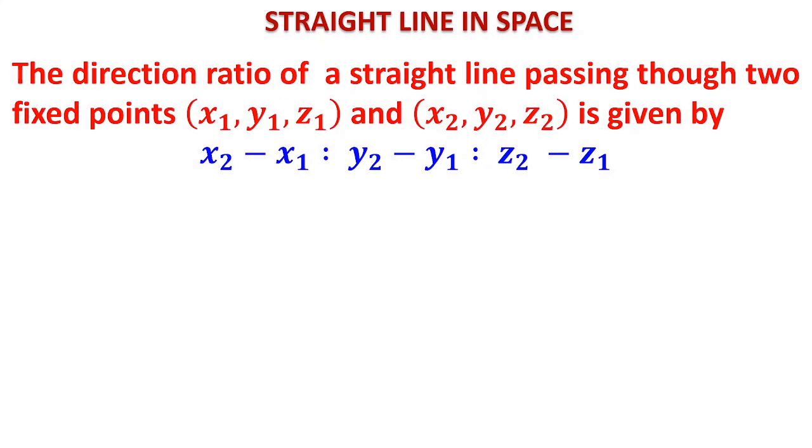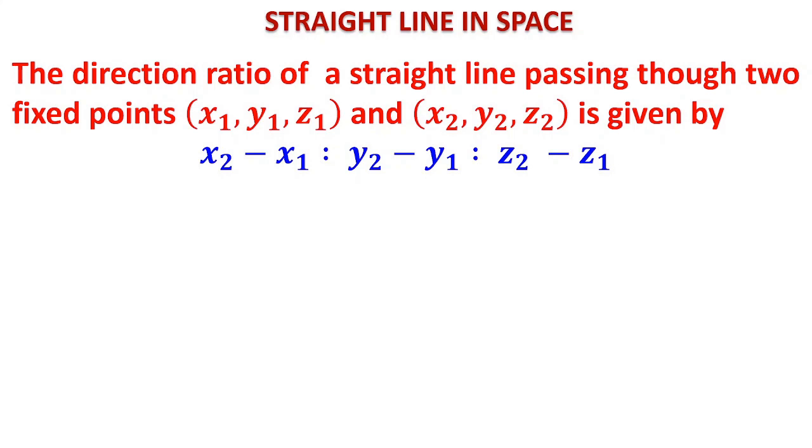Let us move on to the next idea. In 2 dimensions, we know how to get the slope of a line when you know 2 points. In the same way, in 3 dimensions, we can find the direction ratio of a straight line passing through 2 fixed points x1, y1, z1 and x2, y2, z2, given by x2 minus x1, y2 minus y1 and z2 minus z1. Here you should be very careful.